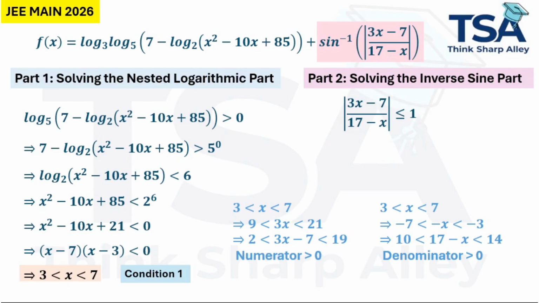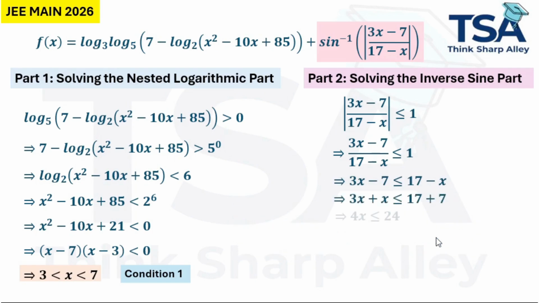Because both the numerator and denominator are strictly positive on our target interval 3 to 7, we can completely drop the absolute value bars. So we get this. And remember, denominator is 17 minus x, which is already greater than 0. So we can cross multiply without changing the inequality sign. This gives me 4x less than or equal to 24, and that gives me x less than or equal to 6, which is our second condition.